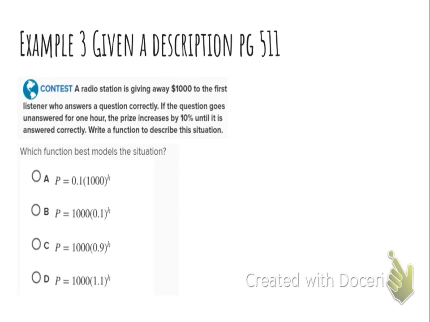Okay, moving along. That's all that I was going to do for this video, and then I will pick up with the second part of section 9-3.